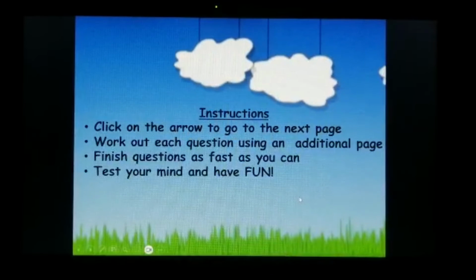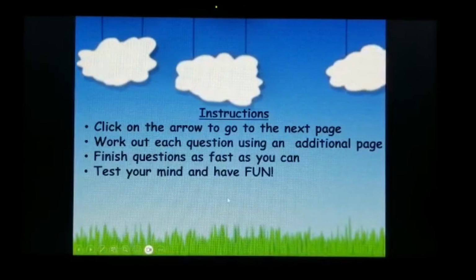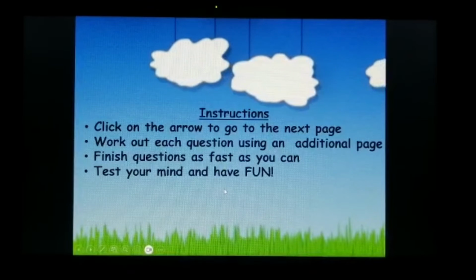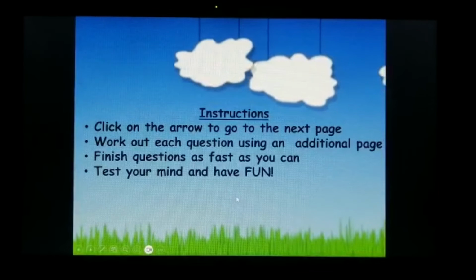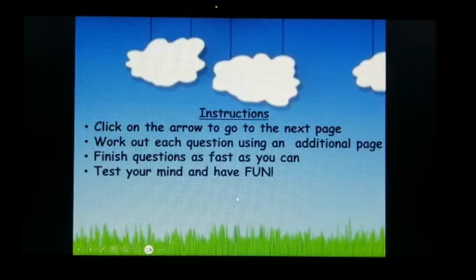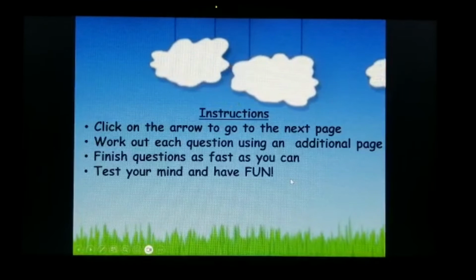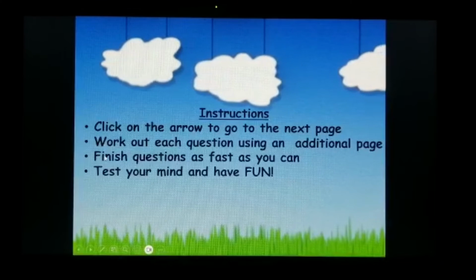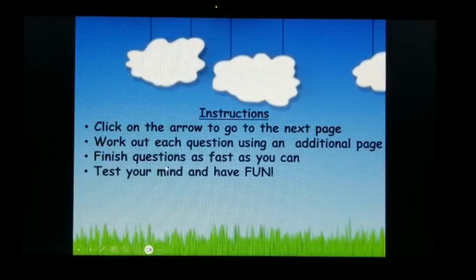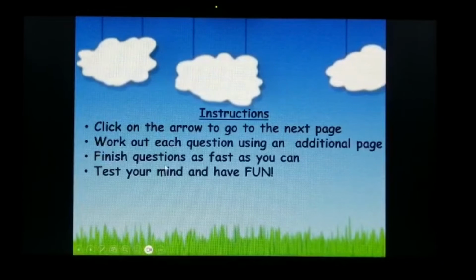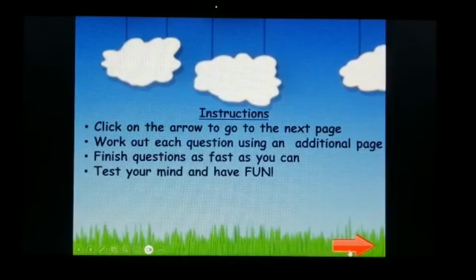The instructions for this game are very simple. All you need to do is to remember to click on the arrow at the bottom right hand side in order to go to the next page. Also remember to have an additional page next to you to work out each question as you go along. Also remember to finish questions as fast as you can, and above all, remember you're testing your mind and you must have fun.